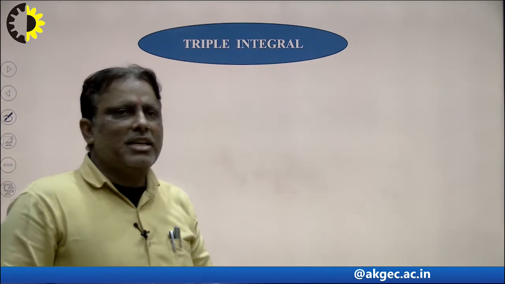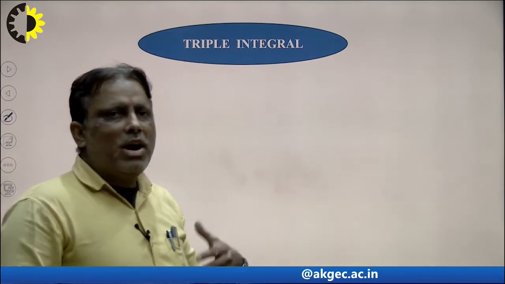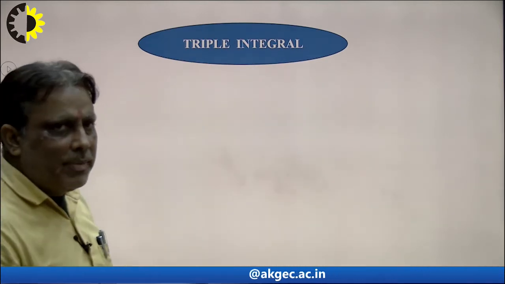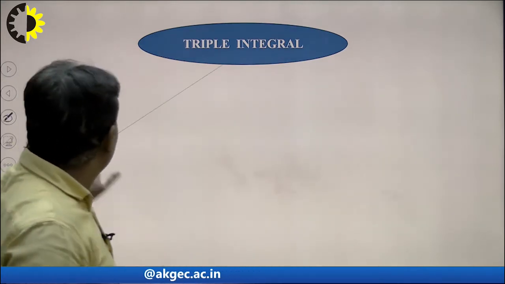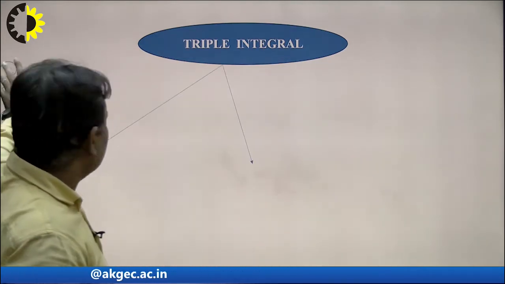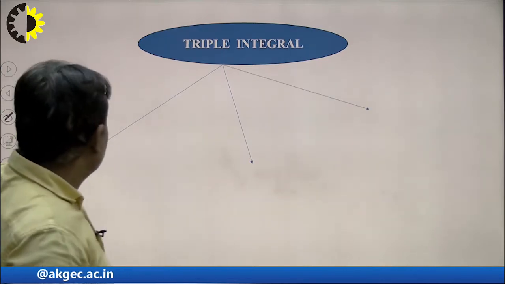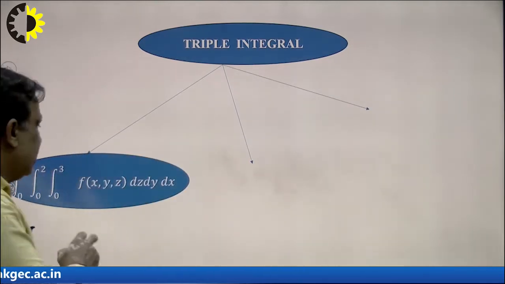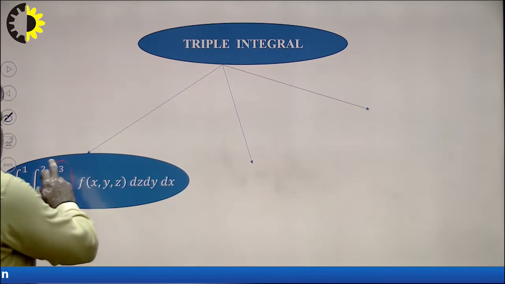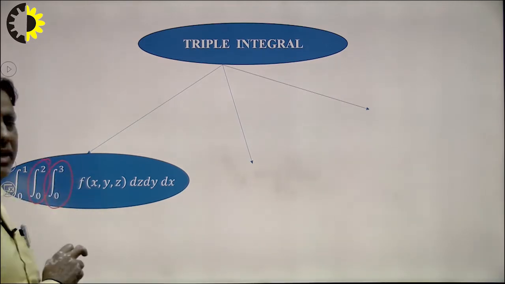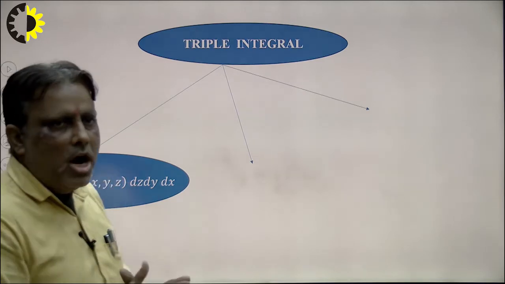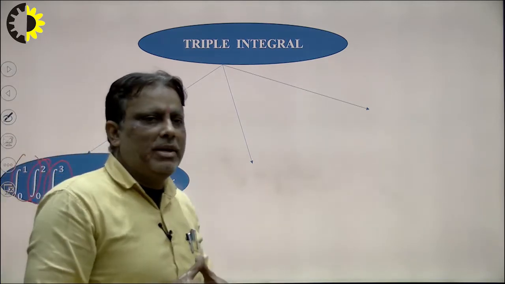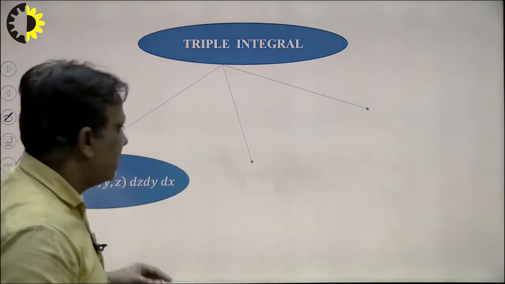In the previous lecture I also explained triple integration, which is divided into three categories. In the first category the limits are constant. This is the limit of z, this is the limit of y, and this is the limit of x, so these are all constant limits. How to solve? In this case we can solve in any order.